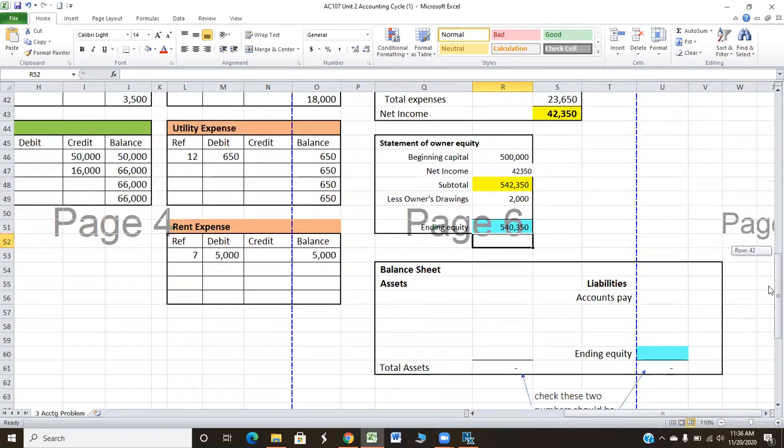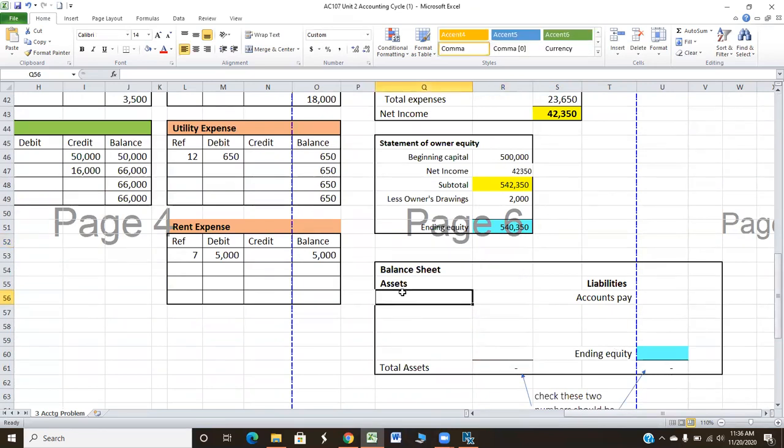Now we go to the balance sheet. And the balance sheet is just listing our assets, liabilities, and then the ending equity. Ending equity is what we just calculated. This is why we do the balance sheet last. So first, start by listing your assets. So for this company, they had cash, they had accounts receivable, they had equipment, and they had supplies. And now we're going to go see what their balances were.